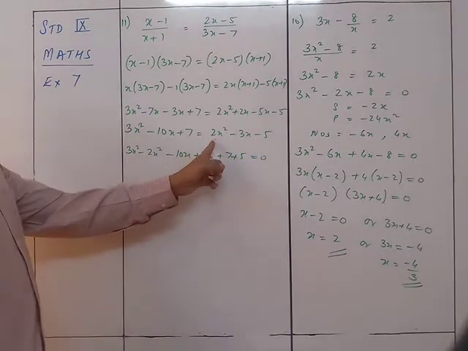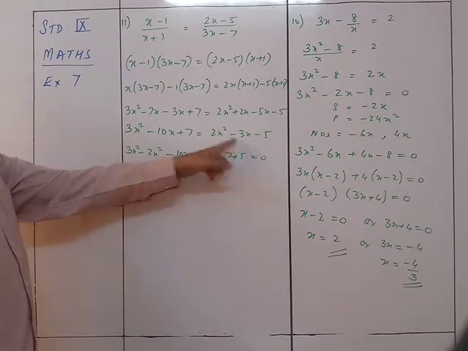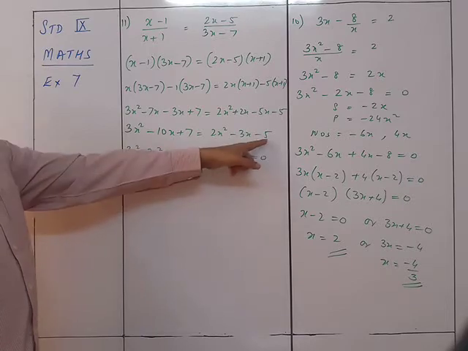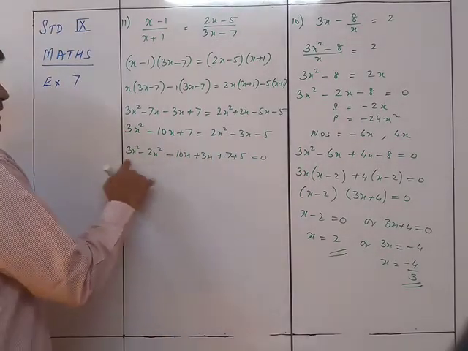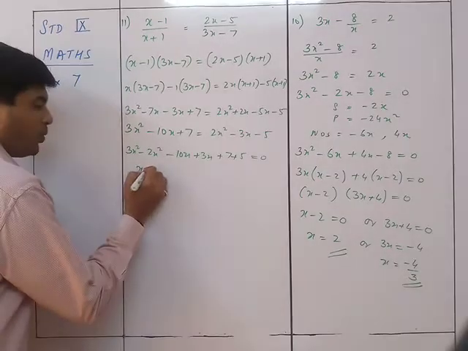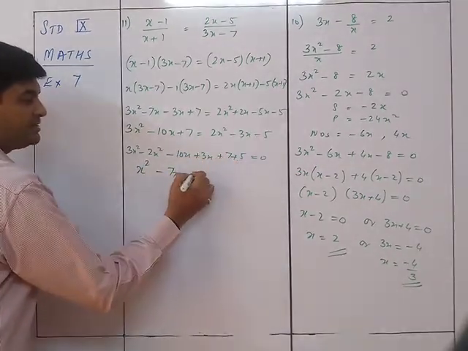See, the minus 2x square when it comes over here, it becomes minus 2x square. Minus 3x square when it comes over here becomes plus 3x. Minus 5 when it comes on this side becomes plus 5. Remainder 0. 3 minus 2 is 1, so it is x square. This is minus 7x and this is 12.